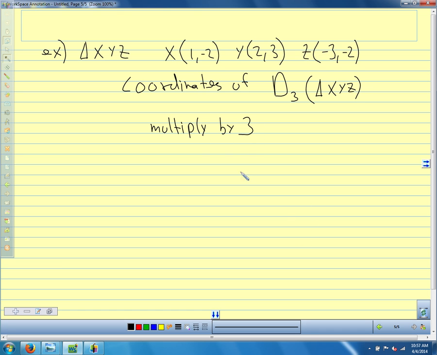So this is an easy problem. Multiply by 3. So X prime, multiplying everything here by 3, I get (3, -6). Y prime, multiply everything by 3, (6, 9). Z prime, multiply by 3, (-9, -6), and there we go, we're done. Multiplying by 3, is this going to be an enlargement or a reduction? An enlargement. And we can say it's an enlargement by 3, or an enlargement by a scale factor of 3.